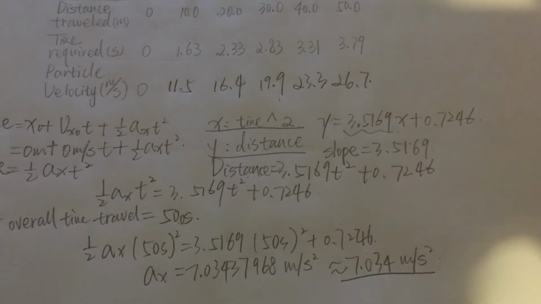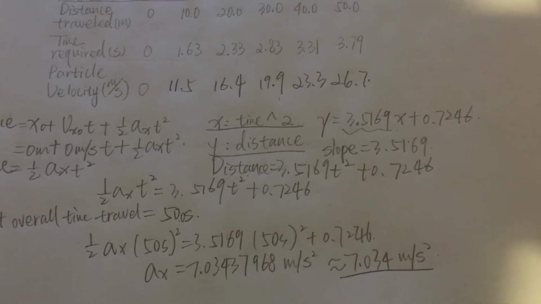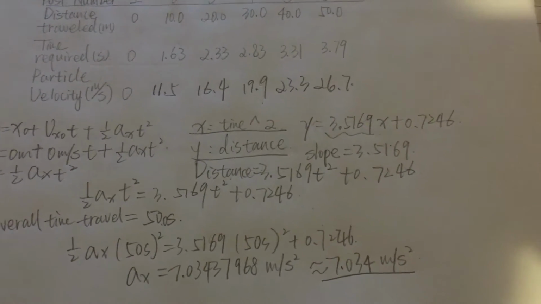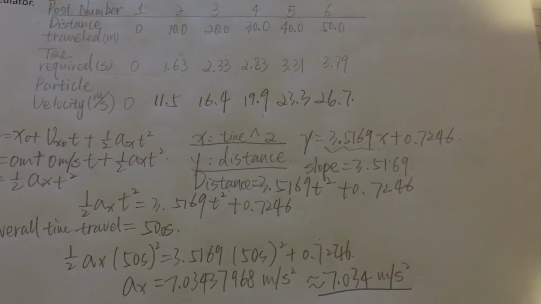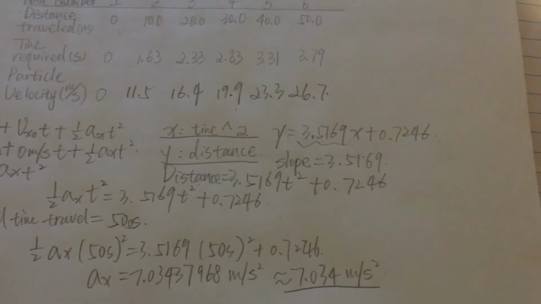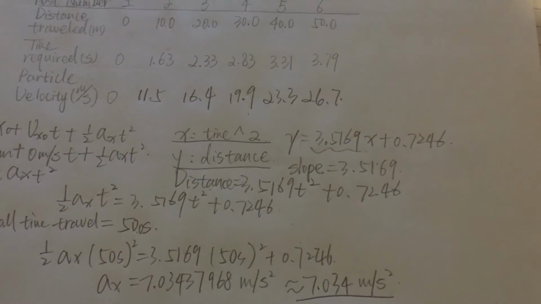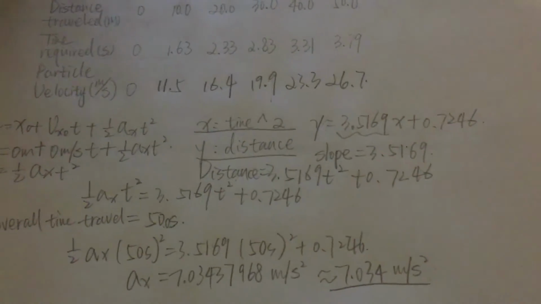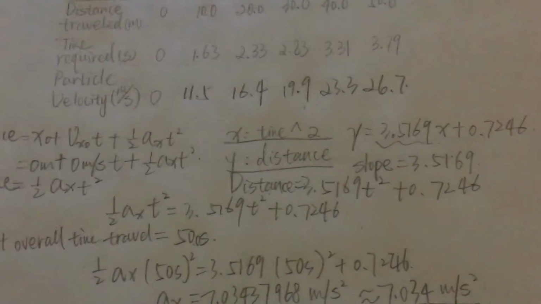The acceleration is 7.03437968 meter per second squared, which I round to 4 significant figures, and then I got 7.034 meter per second squared. Then I use this acceleration to calculate the particle velocity.